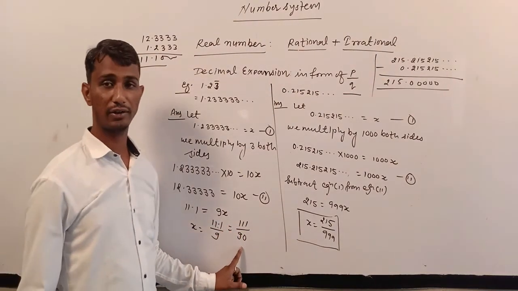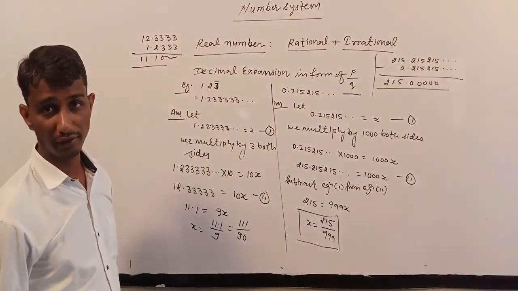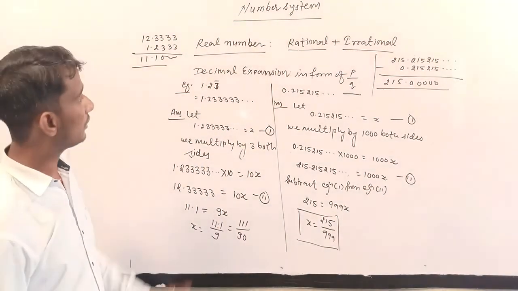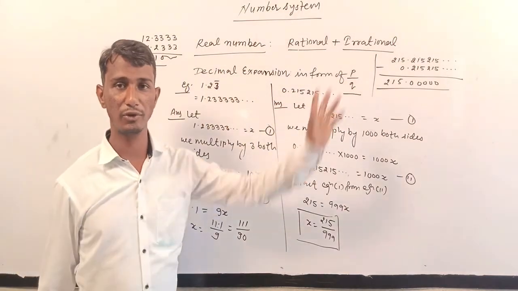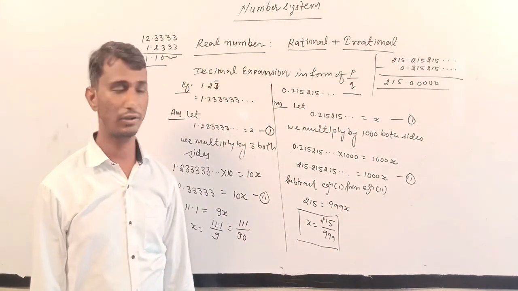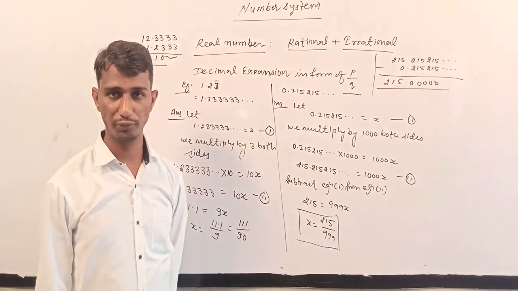This is the required rational number. Understand, sir? So in this way you can express all decimal expressions in the form of p upon q.